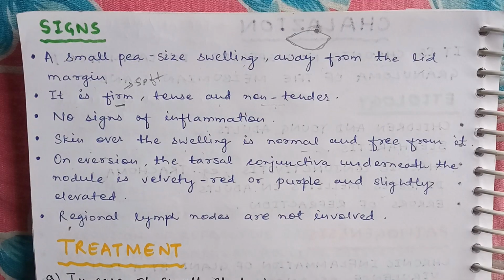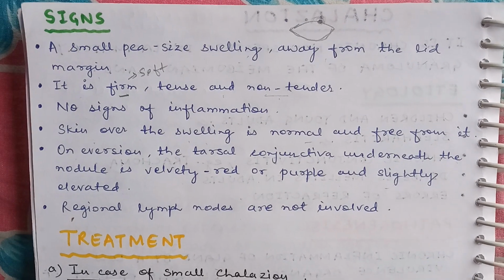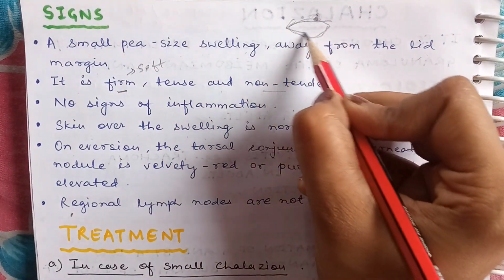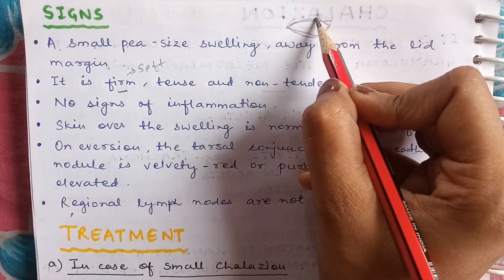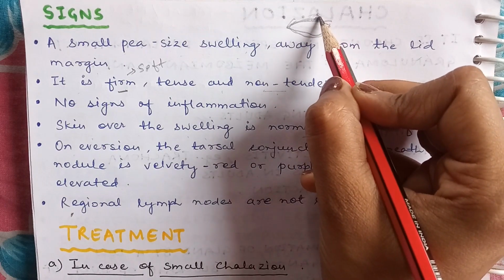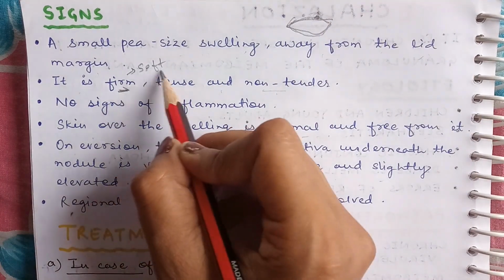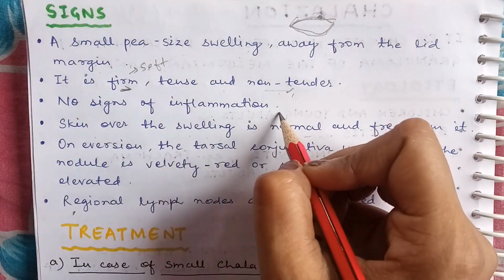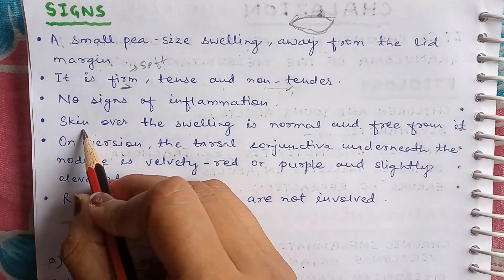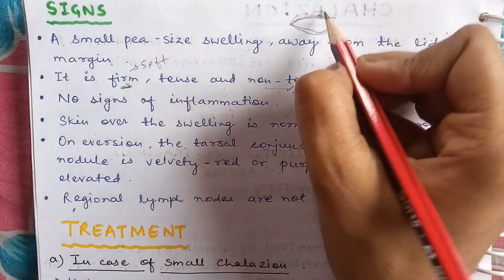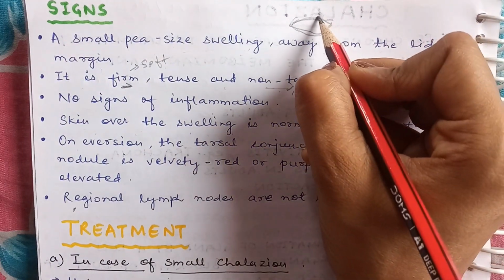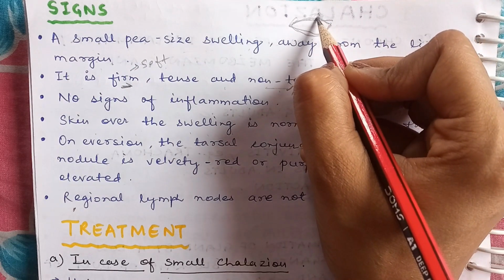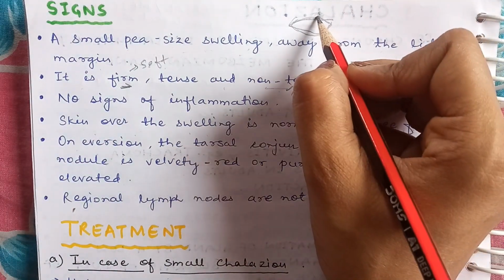Now let's see the signs. What are the signs of chalazion? A small pea-sized swelling away from the lid margin. This is our eye and this is the lump. This nodule is noted slightly away from the lid margin, and it is firm to hard and non-tender on palpation. There are no signs of inflammation here. Next, the skin over the swelling is normal and free from it, which means it is not attached to the lump.